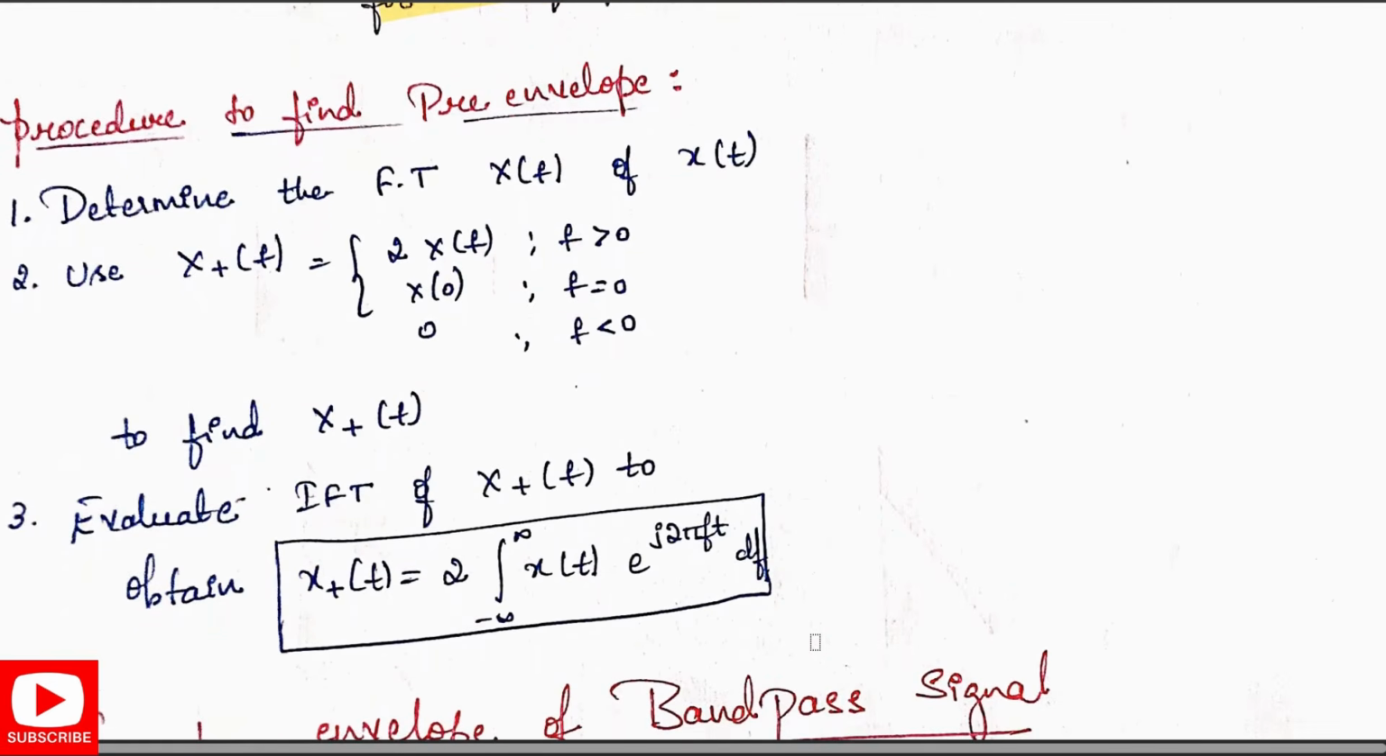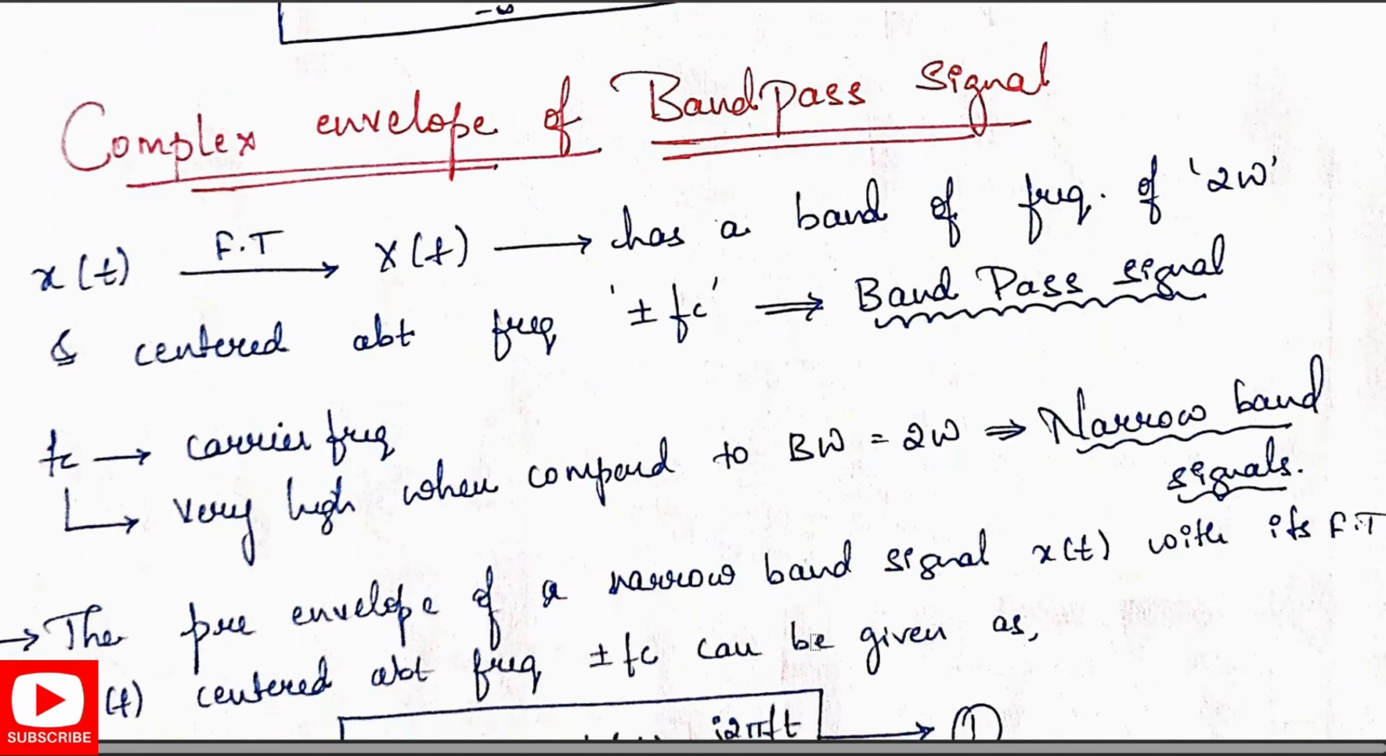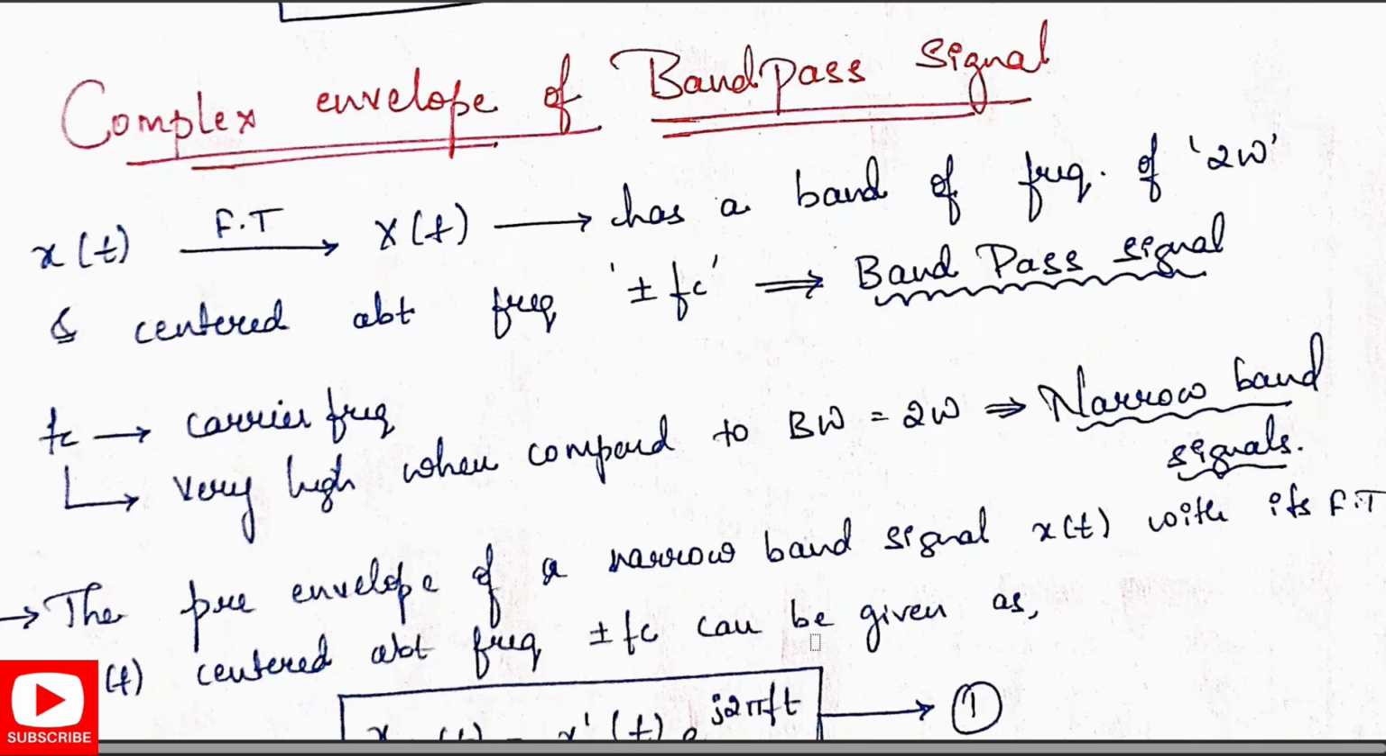Next, the procedure to find the pre-envelope is: first you have to determine the Fourier transform of x of t, that is x of f. Then you need to write x plus of f in terms of this to find x plus of t, or you can do it for x minus of f also. Next we have to evaluate the inverse Fourier transform of that to obtain x of t. Finally, next is the complex envelope of a bandpass signal. So consider an x of t with its Fourier transform x of f. It has a bandwidth of 2 omega and is centered about the frequency plus or minus fc. This is called a bandpass signal.